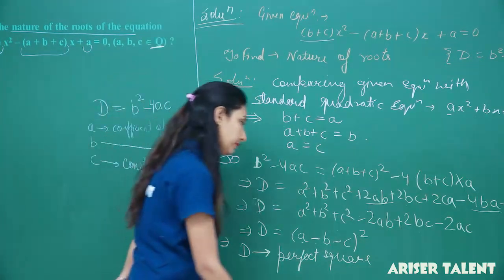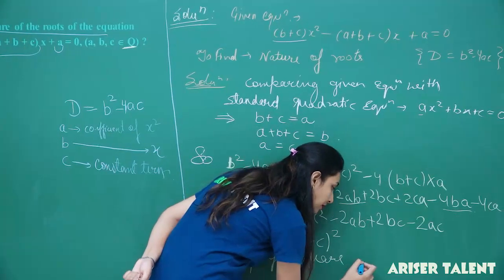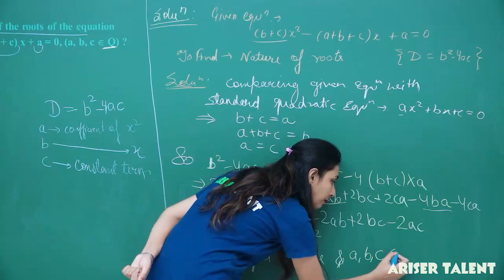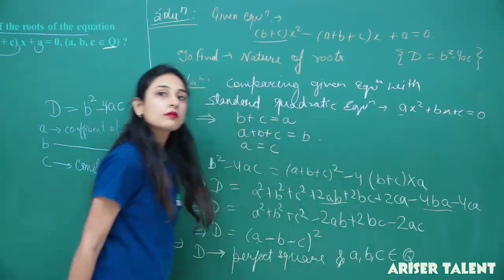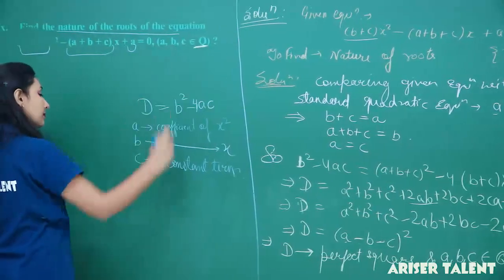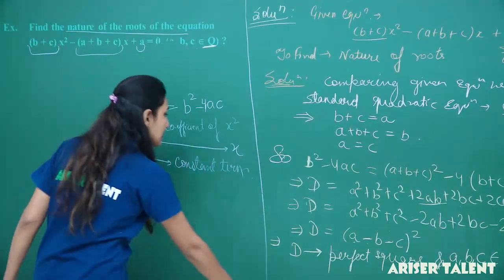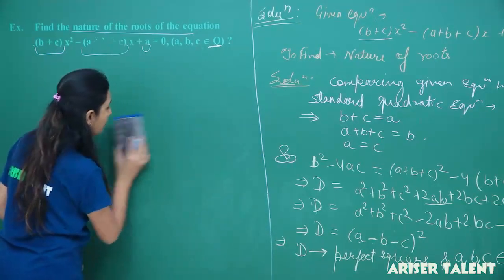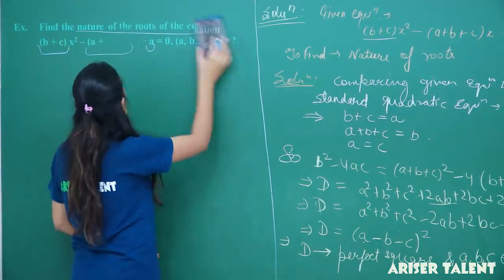Perfect square, and A, B, C belongs to Q, isn't it? It's given right here. So students, I can just rub this here. I have made you understand, right?